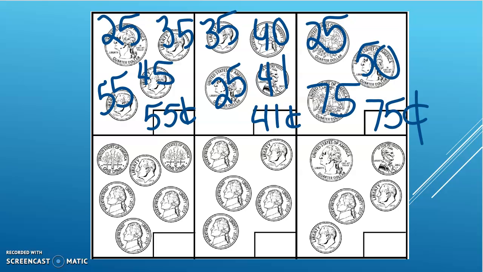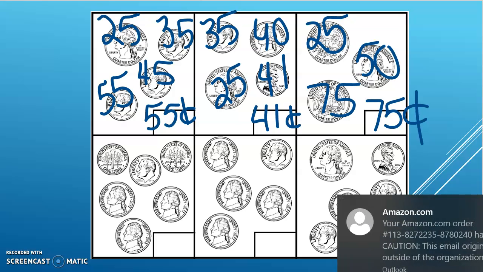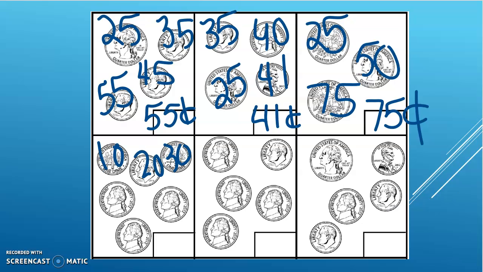All right, the next one looks like we've got 3 of each, 3 dimes and 3 nickels. So I'm going to count across on my dimes first because they have the greatest value, and then I'm going to count my nickels, which are by 5s. So we have 10, 20, 30, plus 5 more is 35, plus 5 more is 40, plus 5 more is 45. So the total we have here is 45 cents.